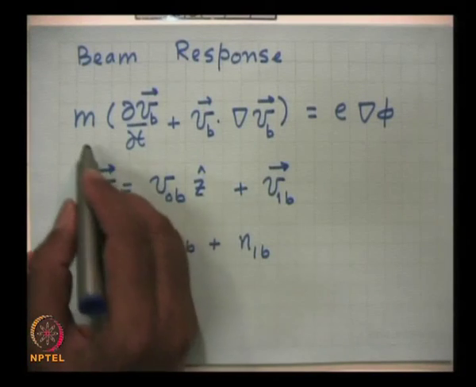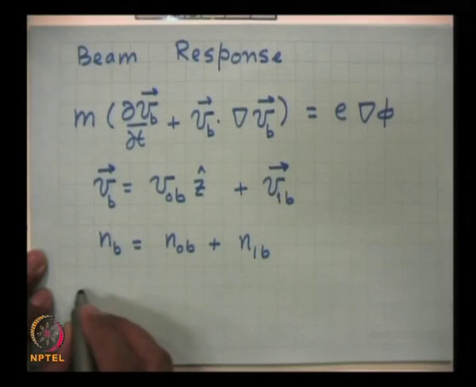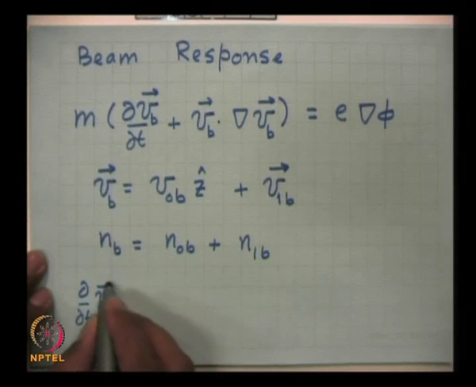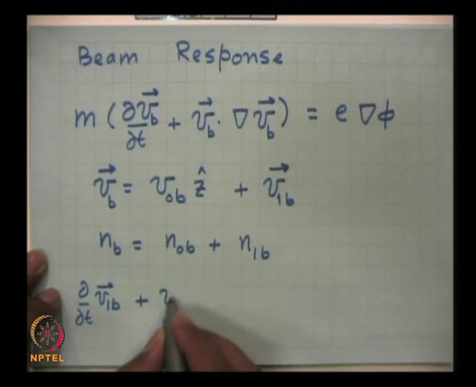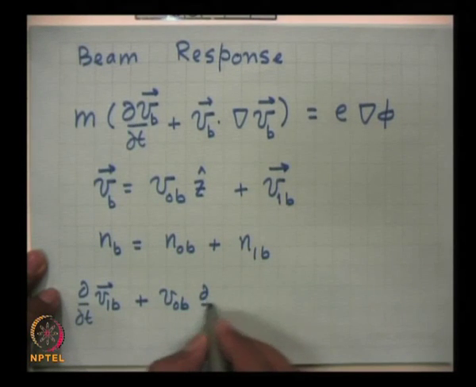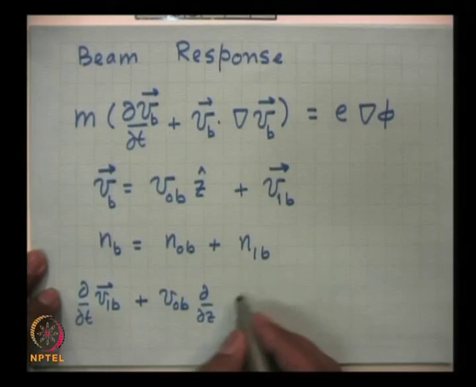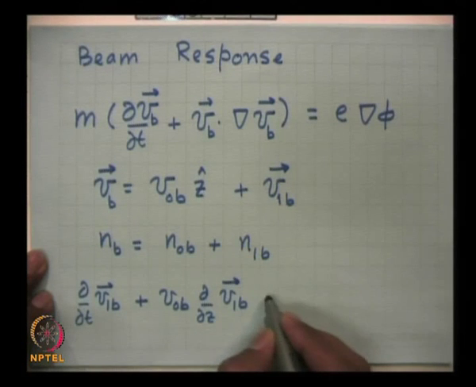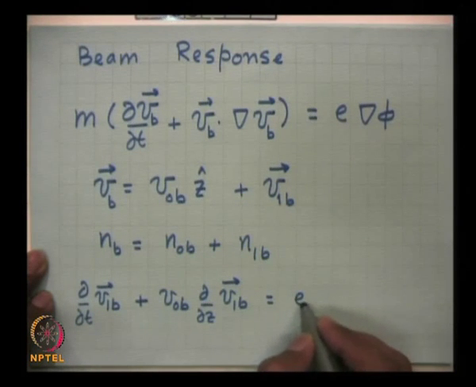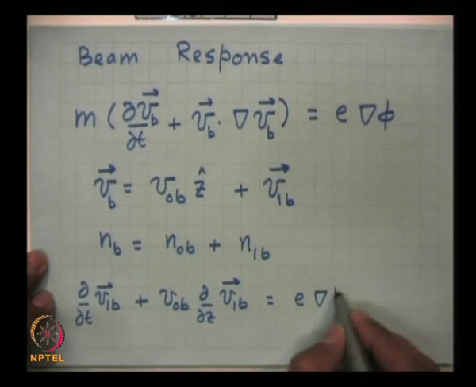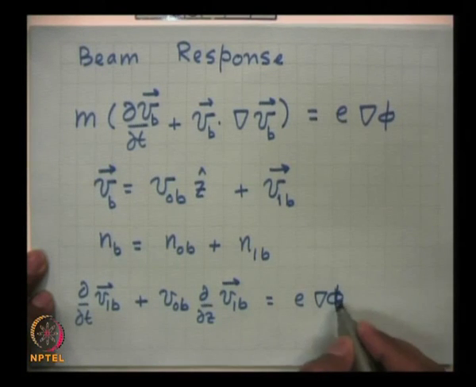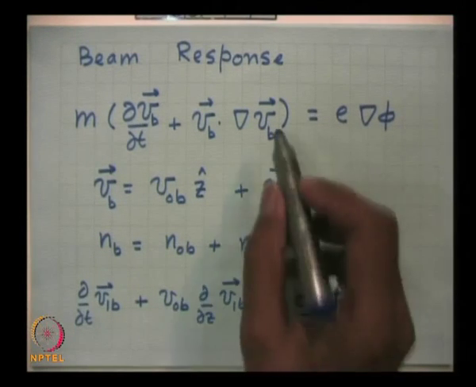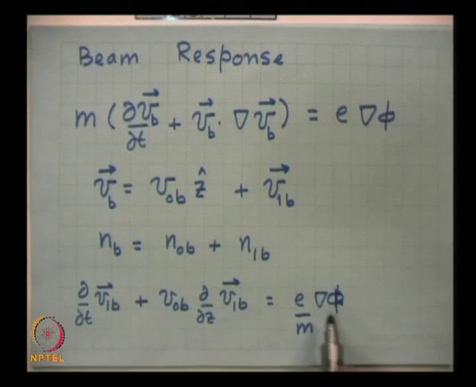So, this equation, and I will divide this by m, takes the following form: delta delta t of V1b plus V0b, which is in the z direction. So, only the derivative with respect to z is to be retained, and V1b is equal to E grad phi upon m. So, this is the equation of motion after linearization.